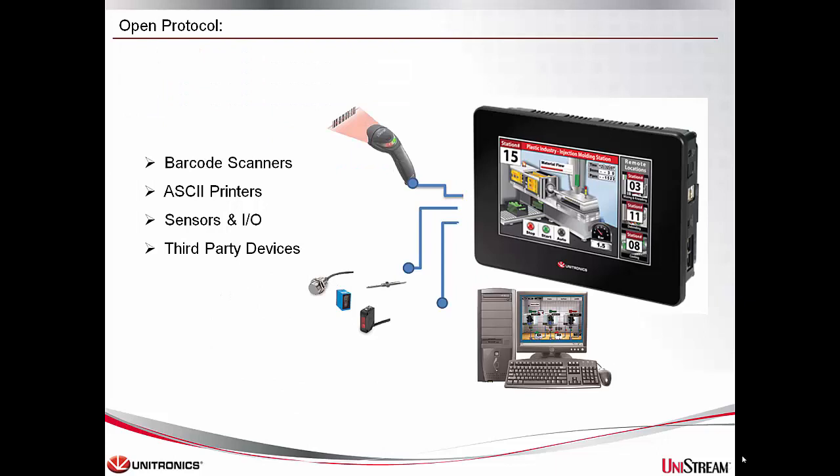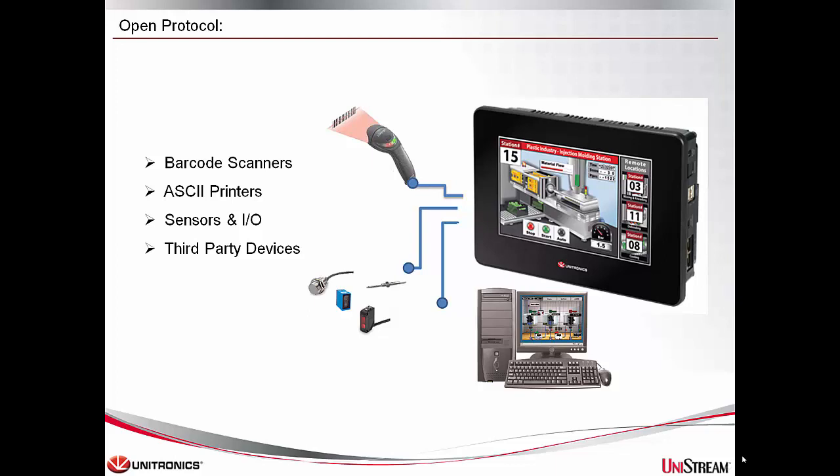The Message Composer is used to both send and receive open protocol messages using the UniStream. Open protocol is a protocol with a known message format. The Message Composer is a powerful tool that allows our UniStream PLC to integrate with an open protocol for communication with a third-party device. Devices such as barcode scanners, ASCII printers, sensors, or other devices that use a proprietary protocol can then communicate easily with our hardware.